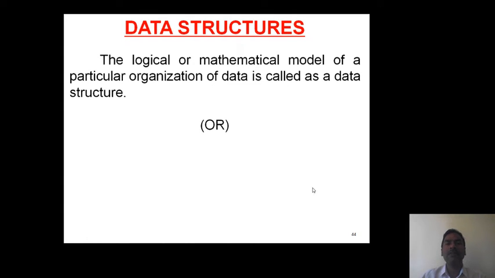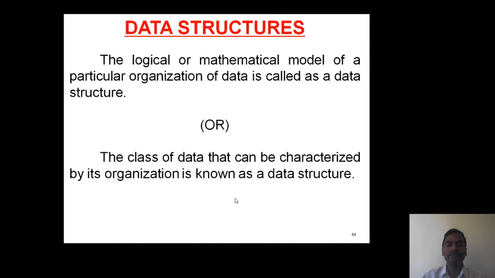Or we go for one more definition. The class of data that can be characterized by its organization is known as a data structure. Here, when we observe these definitions, all of them focus on two terms. One is how the data is organized, so that we can implement operations on those data members. So data and functions are referred to as a data structure.